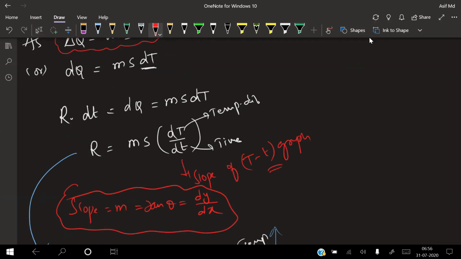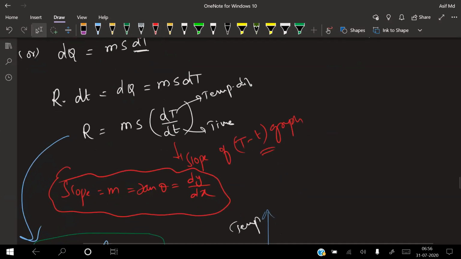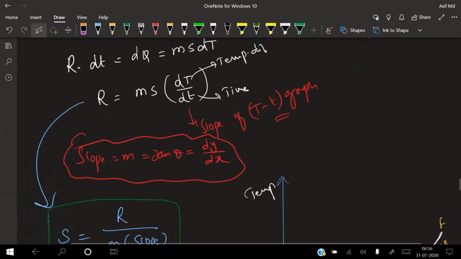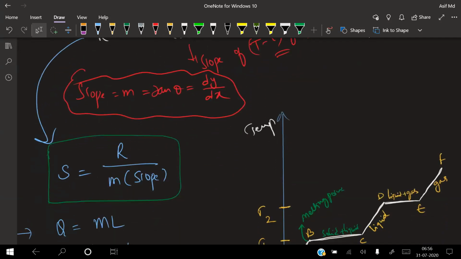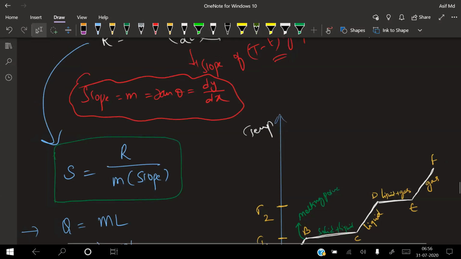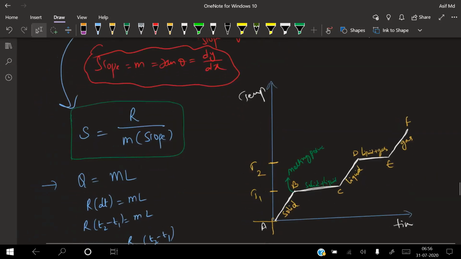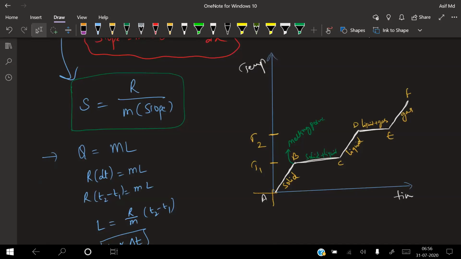Temperature divided by time is known as the slope of your temperature versus time graph. So slope I'm writing as dy by dx. So ultimately I got specific heat s equals R by m into slope. Now see the graph, beta, temperature versus time.